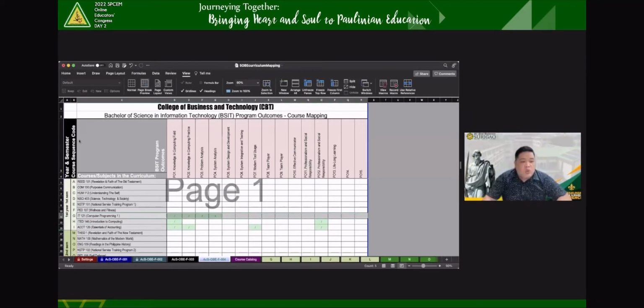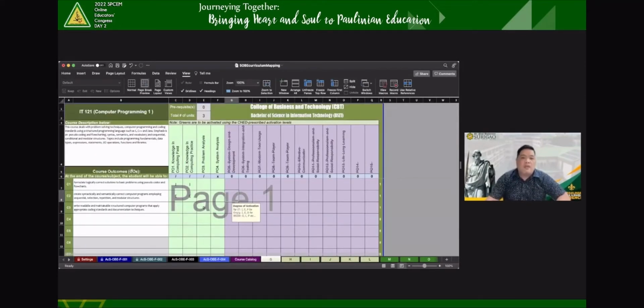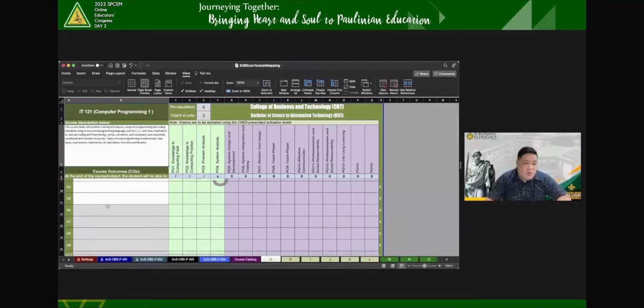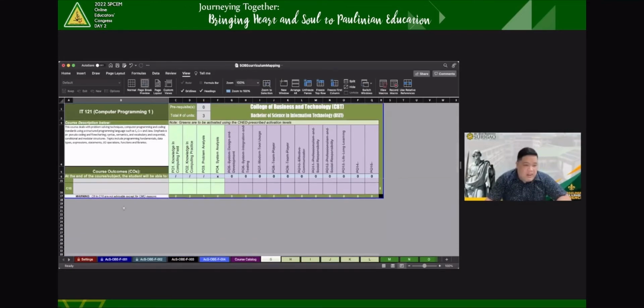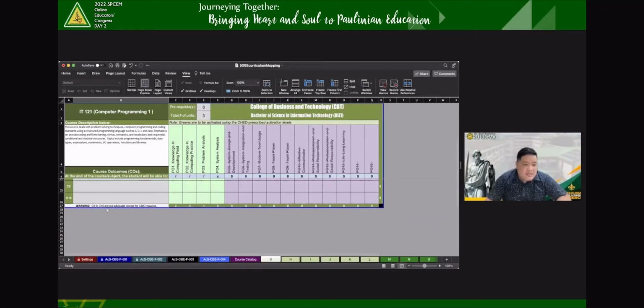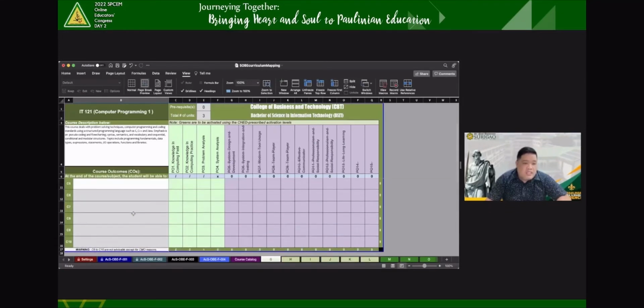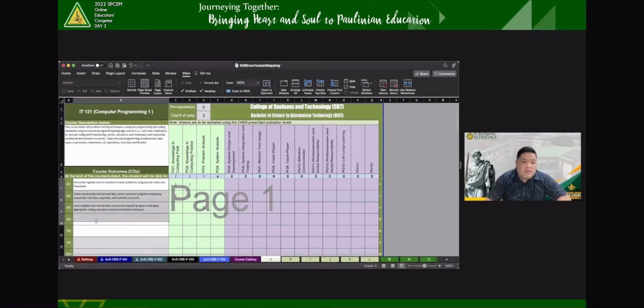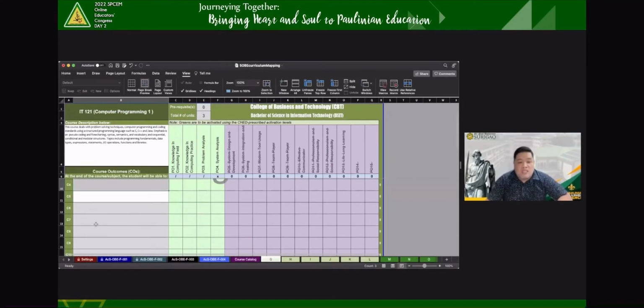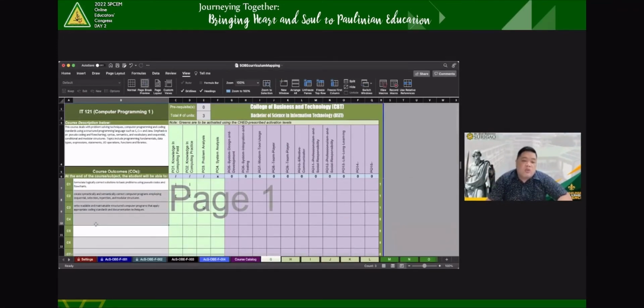For example, IT 121 has 4 mapped POs. If we go to the sheet for Computer Programming 1, this is the CO and PO mapping. We have here the descriptive title, the course code, and the course description. Then in this corner are the course outcomes. We have a note: C6 to C10 are not advisable except for CMO reasons, because we really want the COs to be just enough, since we still have MOs and LOs. So there should not be too many COs. We can subsume other COs into another CO.